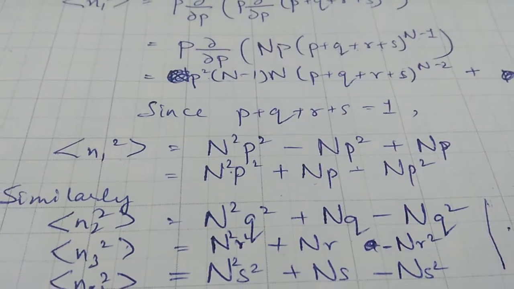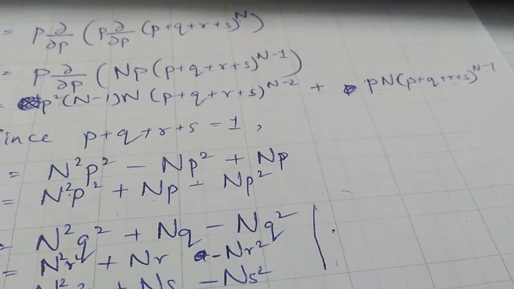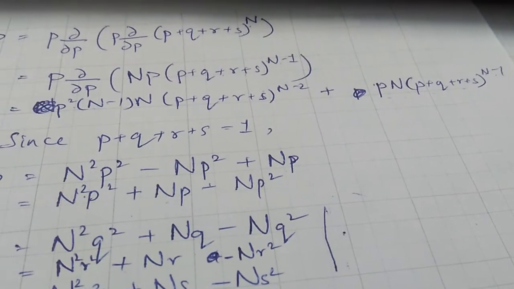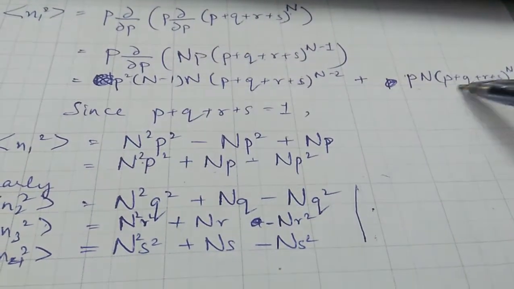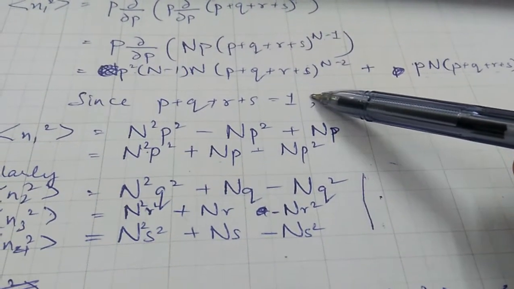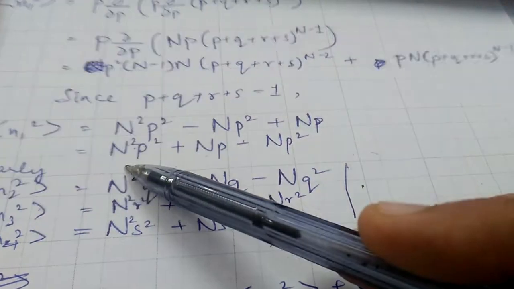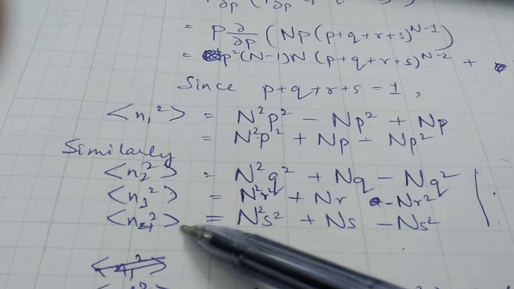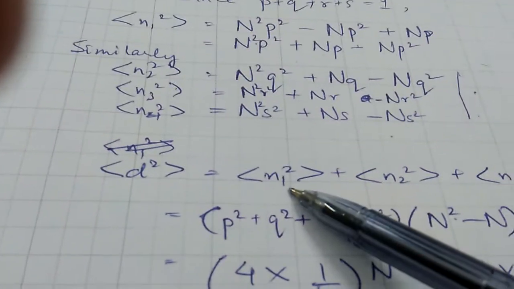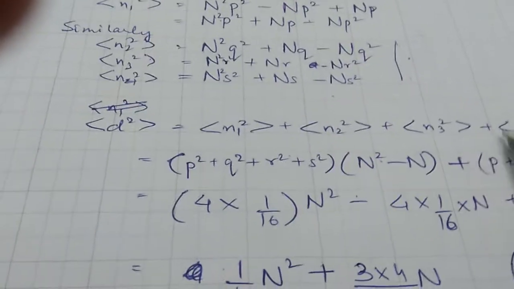Take your time, note it down. This is what the differential over here, the differential over here ends up becoming. And since p plus q plus r plus s is equal to 1, n1 square ends up being this. And you can find n2 square, n3 square and n4 square in a similar manner, which gives you D square equals n1 square plus n2 square plus n3 square plus n4 square.